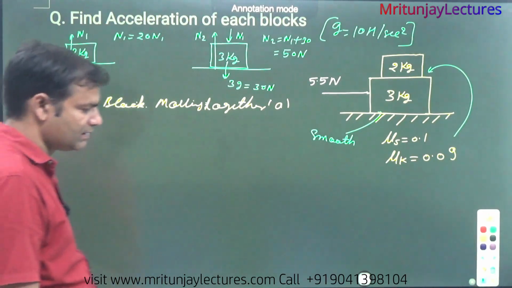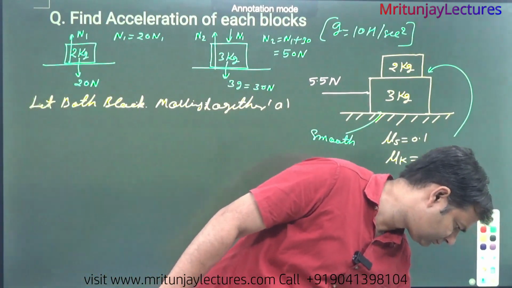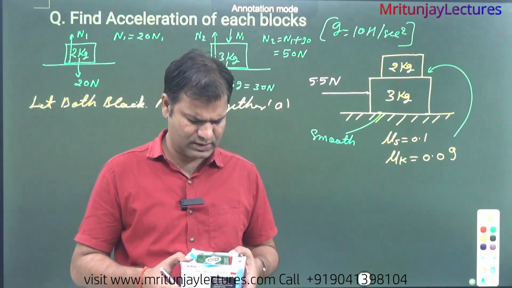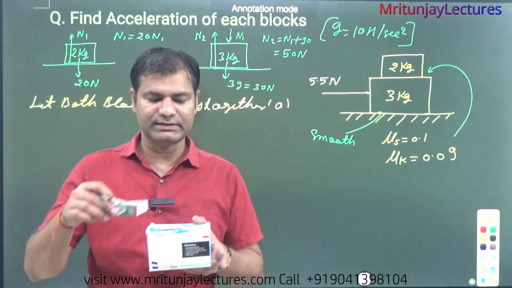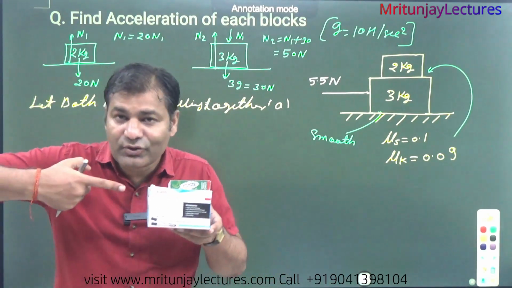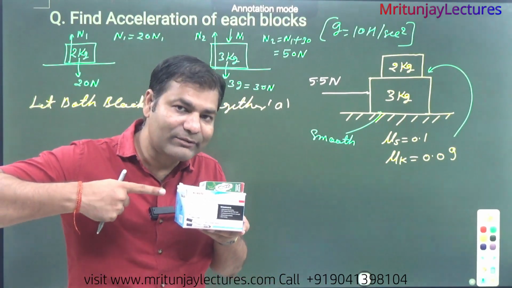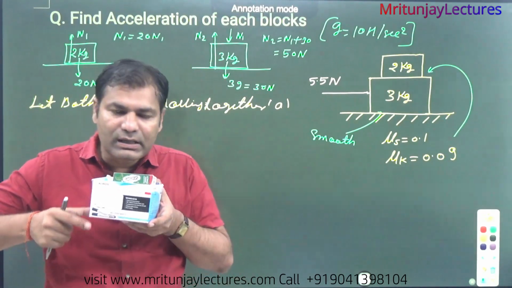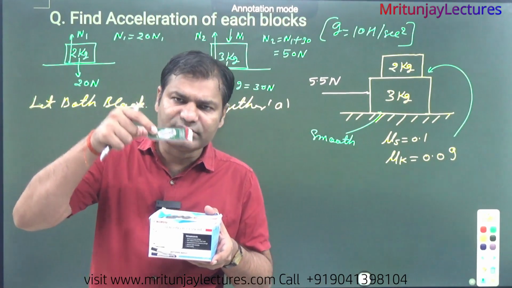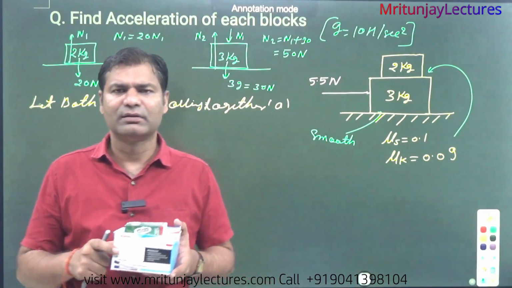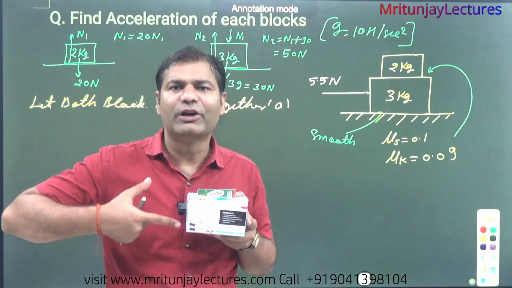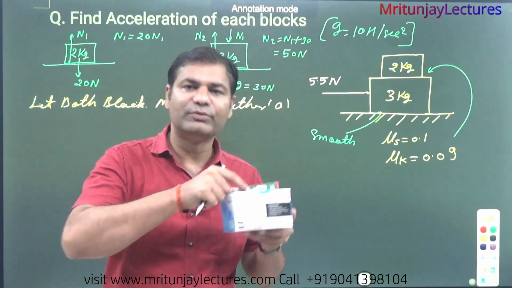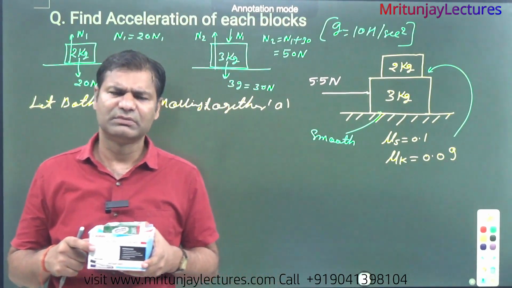Suppose this one is the 3 kg block and this is the 2 kg block. If you apply force on the 3 kg block, how much force? 5.5 Newton. Then it moves like that one. But this one is also moving. Why? We applied force on that block, not on that block. It means this one is also moving. Why is it moving? I don't know.